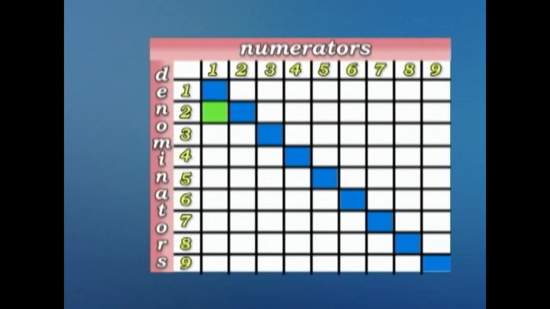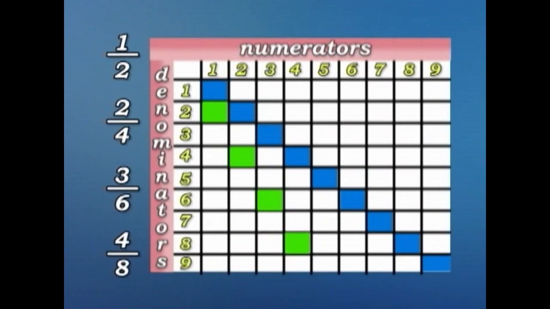The next square in the first column is green. Can you see a green square under the blue square? That's the same as 1 over 2. Now the equivalent fraction of 1 over 2 is 2 over 4. So let's fill in 2 over 4 with the same color. So we see that 1 over 2 is the same as 2 over 4, is the same as 3 over 6, is the same as 4 over 8. You see how this works? You try to fill in all the equivalent fractions in the same color.